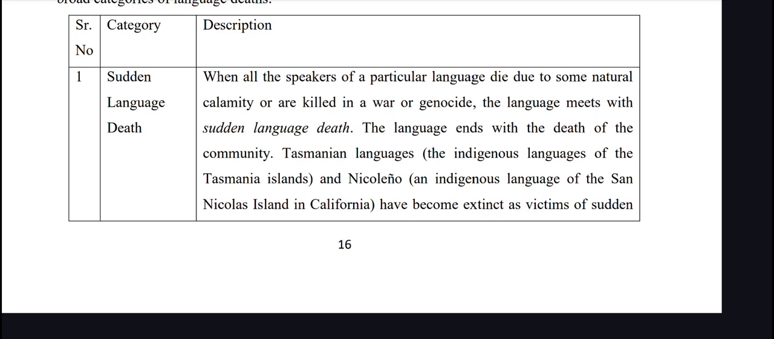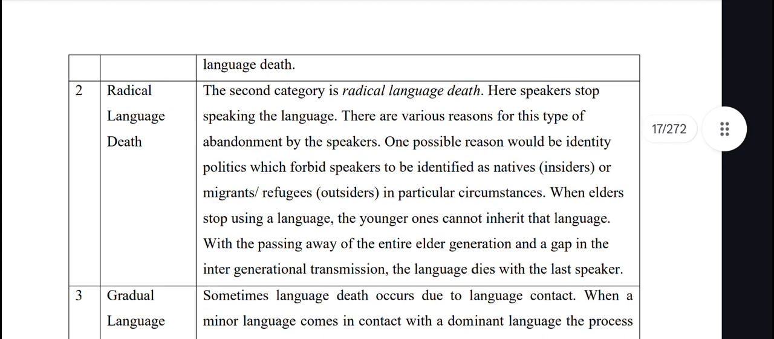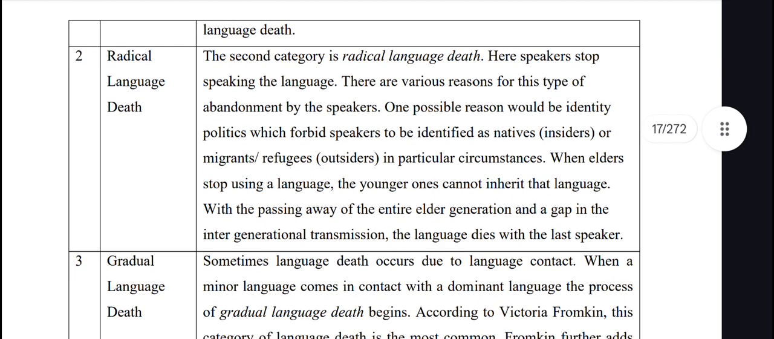The indigenous languages of the Tasmanian island and the Californian languages of the Chumash have become examples as victims of sudden language death.